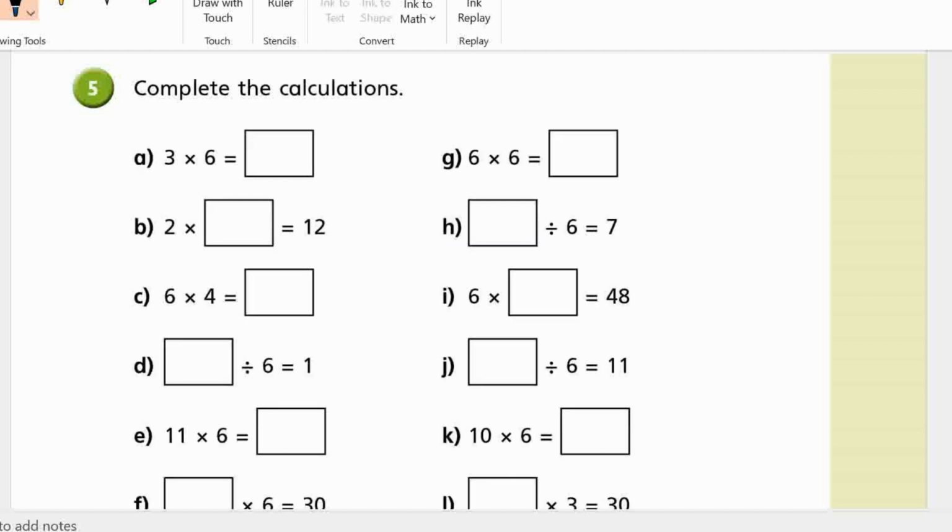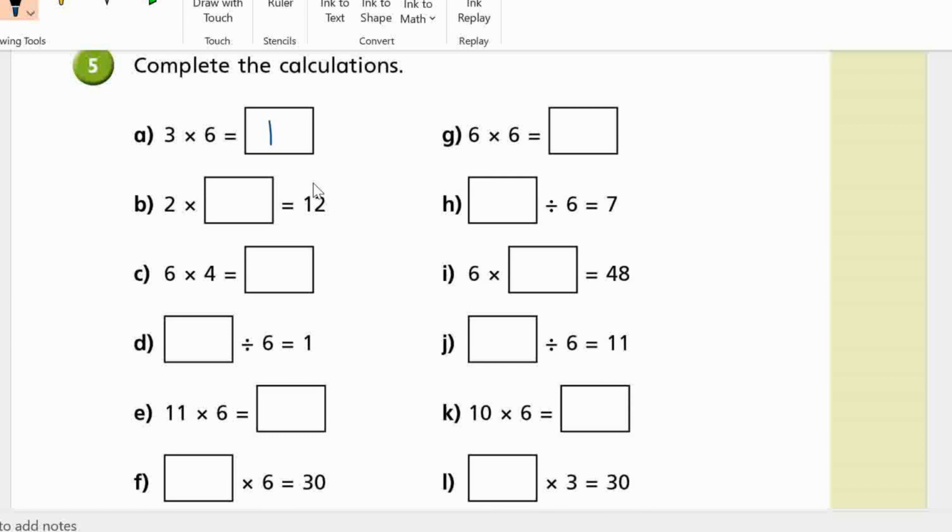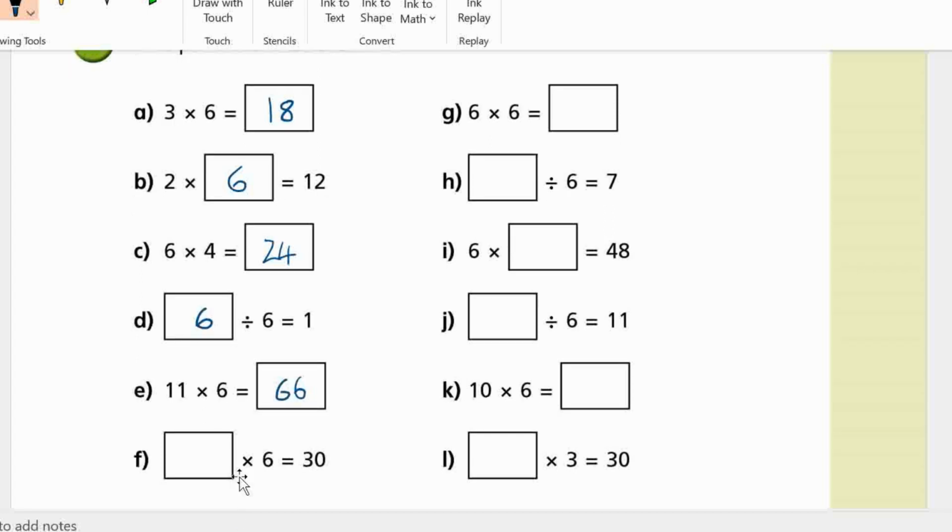Right. 3 times 6. Yeah, okay, don't interrupt. Just 18. 2 times what makes 12? 6 times 4. Good. What divided by 6 equals 1? 11 times 6. Good. And what times 6 equals 30? 5 times 6. And then 6 times 6 equals 36. What divided by 6 equals 7? So 7 times 6 is 42. Good.